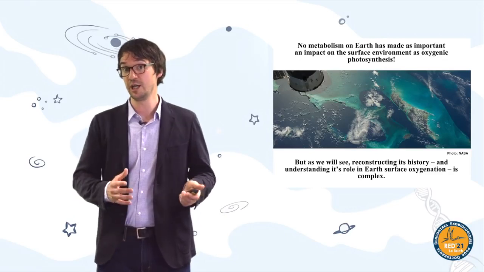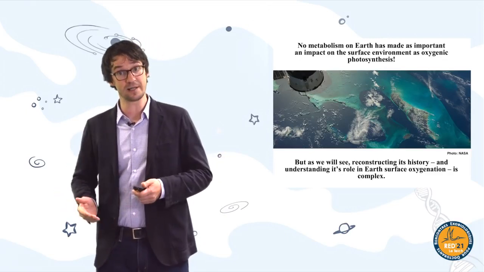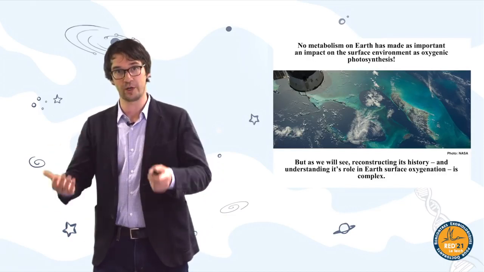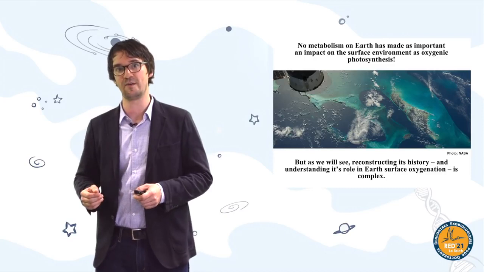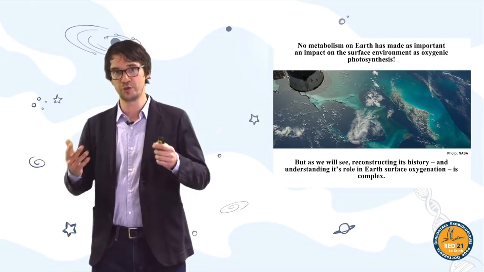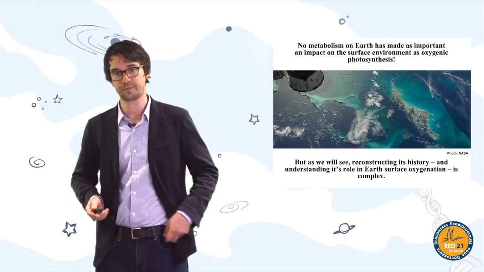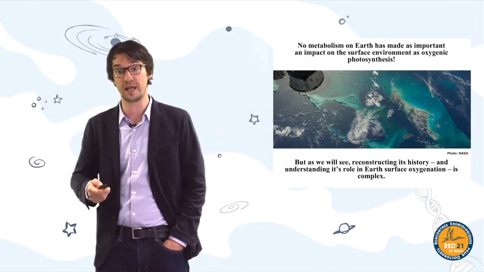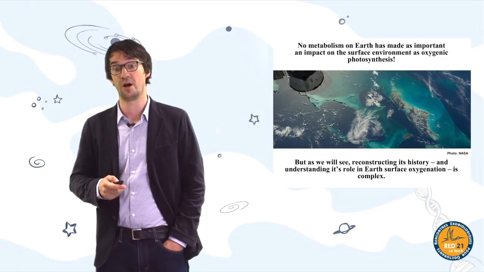Not only does biology exert strong controls over the carbon cycle, like we see here through the production of carbonate minerals, but all of that biological productivity and the organic matter contained in this platform equates directly to O2 equivalents released into the atmosphere. And so reconstructing the history of the biosphere is essential to understanding its role in Earth's surface oxygenation.